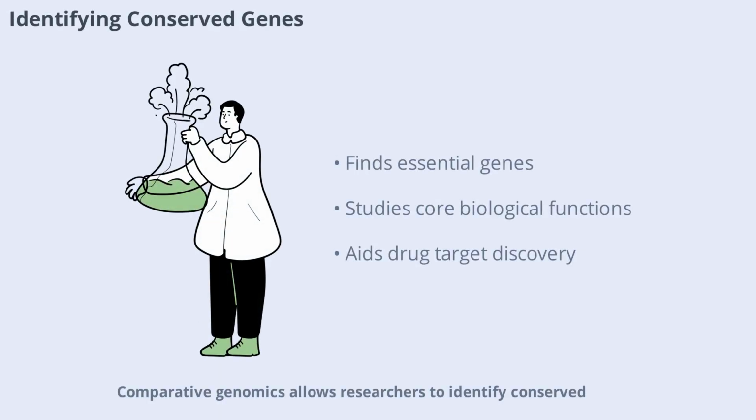Comparative genomics allows researchers to identify conserved genes, those that remain relatively unchanged across different species. These genes often play essential roles in fundamental biological processes, such as cell division, metabolism, and development. By studying conserved genes, scientists can gain insights into the core functions necessary for life and understand how certain traits are maintained through evolution. This knowledge can also help in identifying potential targets for medical research and drug development.